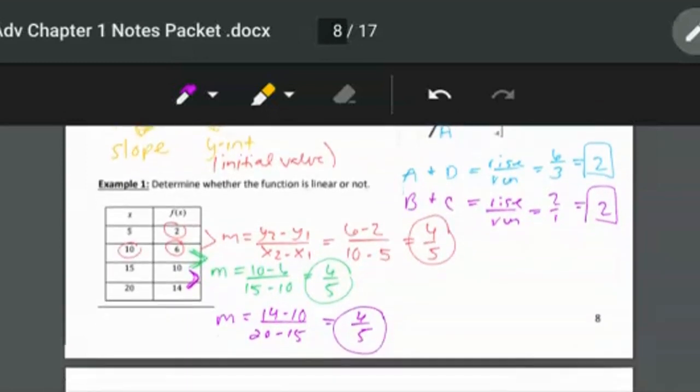We got the same slope. So we can say, yes, this is a linear function. If we were to graph these points, we could connect them with a straight line. All right, if you were to get different numbers, say you got 4/5, 4/5, and 3/5, you would have to say, no, it is not a linear function.